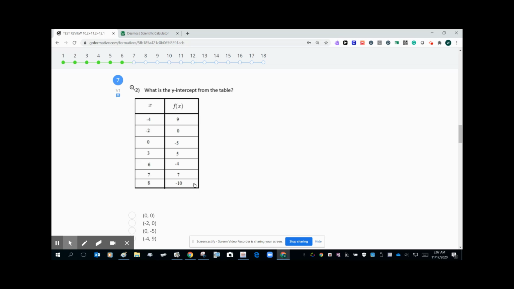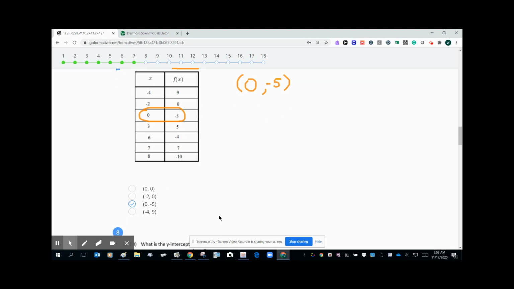The next one asks for the y-intercept. So for the y-intercept, we know that the first value will be 0. So that means we're looking for this guy right here. So that means this would be -5. So that means our answer will be this one right there.